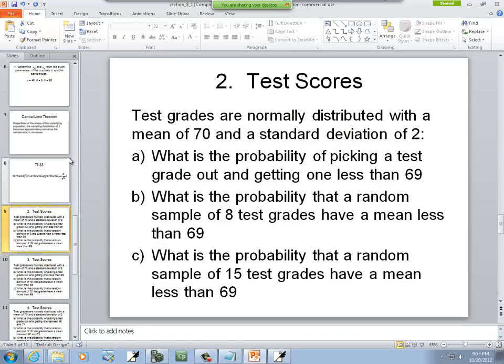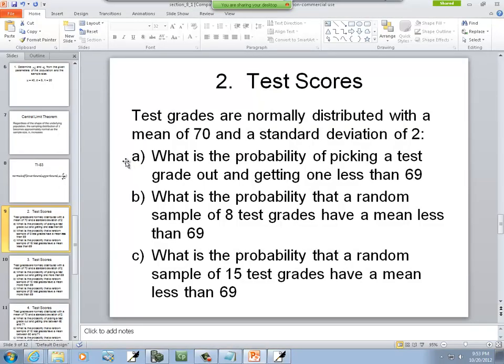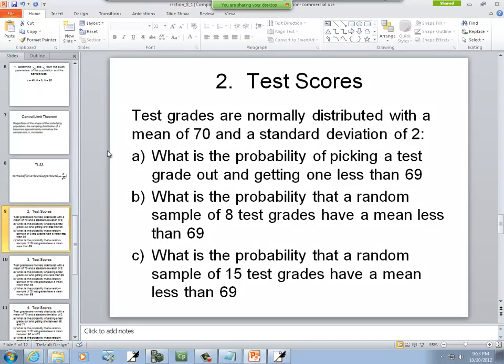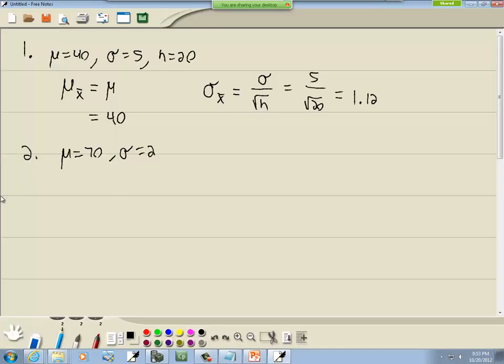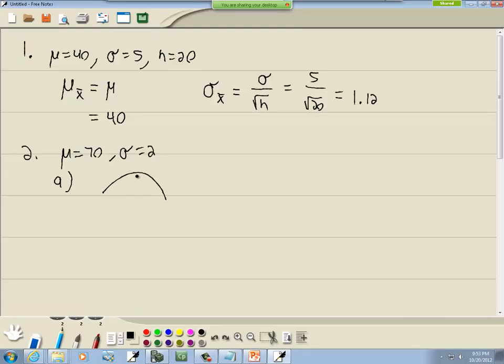Test grades are normally distributed with a mean of 70, so mu is equal to 70, and a standard deviation of 2, so sigma is 2. Now A says, what is the probability of picking a test grade out and getting one less than 69? So we're talking about one test grade here. Here's 69, less than. It'll be shaded this way.